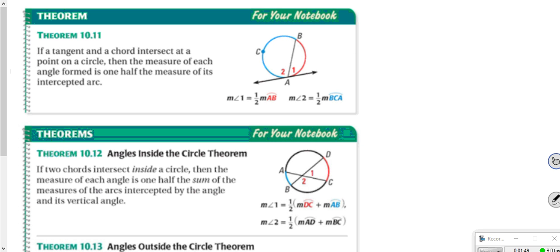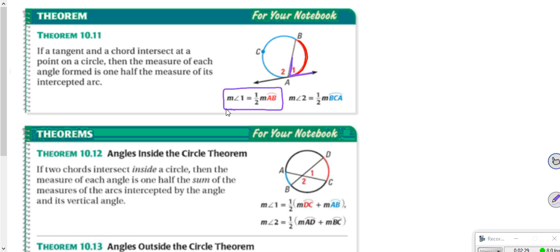So it says if a tangent and a chord intersect at a point on a circle, then the measure of each angle formed is 1/2 the measure of its intercepted arc. I like the different colors here. It saves you from me having to draw it. Here they're saying the measure of angle 1 is 1/2 the measure of arc AB. So here's arc AB. Here is the measure of angle 1. We're talking about this being our angle 1 measure.